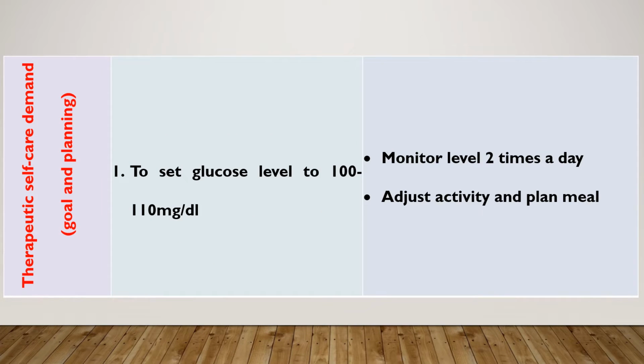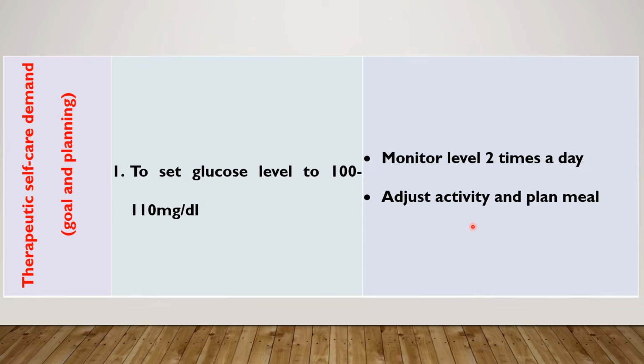Also, our goal is to set the glucose level to 100 to 110 mg per deciliter. So this is our goal. Today the patient has come with 250. Now as a nurse we are setting the goal along with the patient that it should reach within the range of 100 to 110. And for that planning we will be doing: monitor the level of glucose 2 times per day, she was just monitoring 1 time, and adjust activity and also plan a meal.